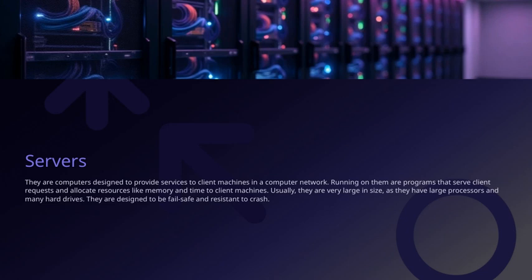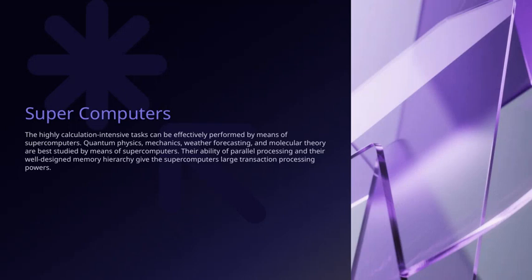An important aspect of servers is their fail-safe design. They're built to resist crashes and continue operating reliably, which is critical for maintaining overall network stability. Connecting this to our broader theme, servers are the backbone of network infrastructure. They ensure that all parts of the system communicate effectively and reliably.